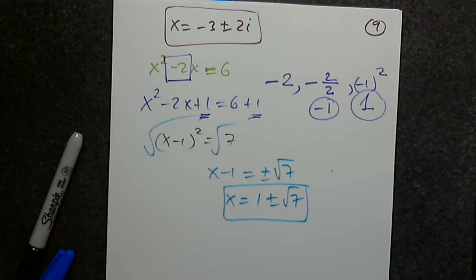So again, if on the right side of the equation you got a negative number, then you're going to have a complex, yes, imaginary solution, that's correct. Do we need another complete the square?